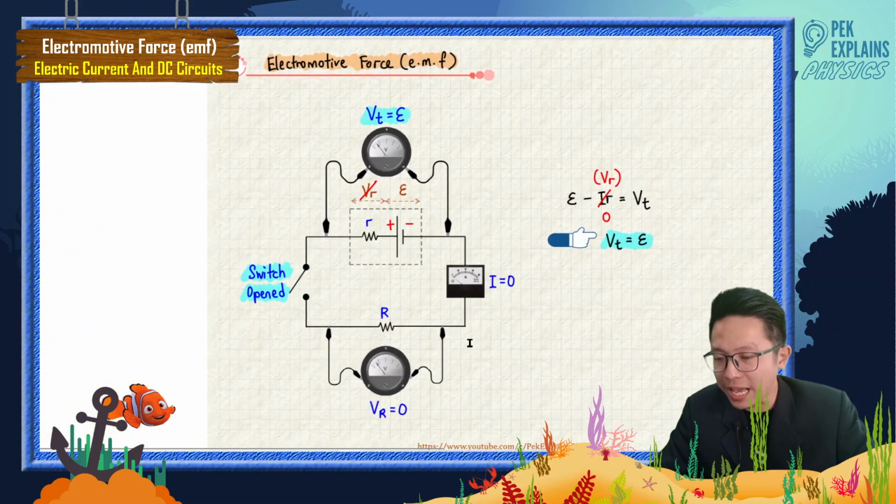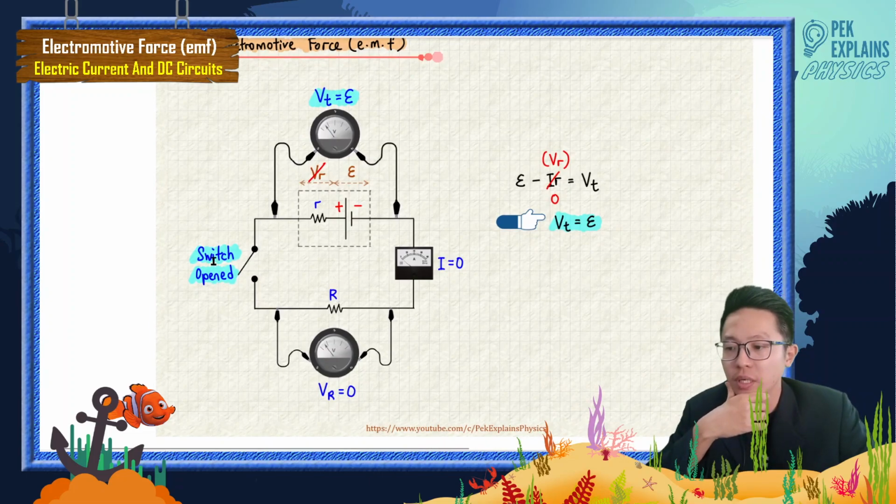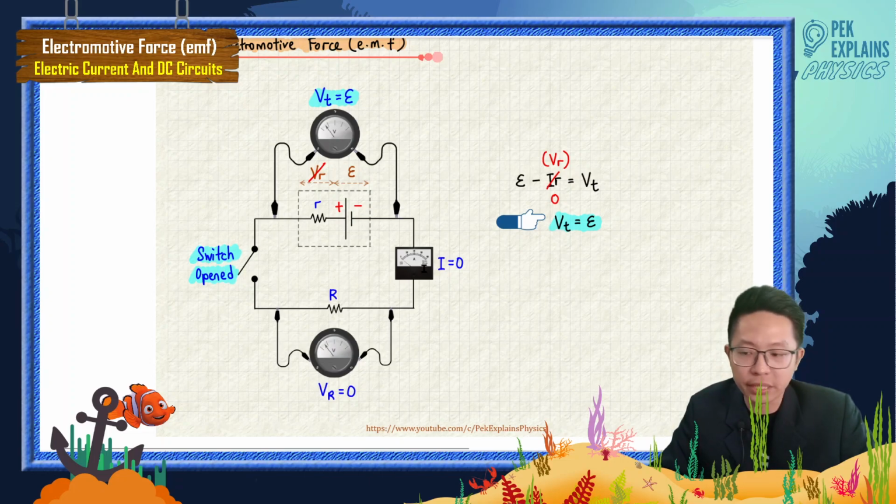Okay, now let's look at the second case. What happens if I open the switch? If I open the switch, the current will become 0 because the current cannot flow in the circuit. Yeah, the circuit is incomplete. No current flows across the internal resistor.